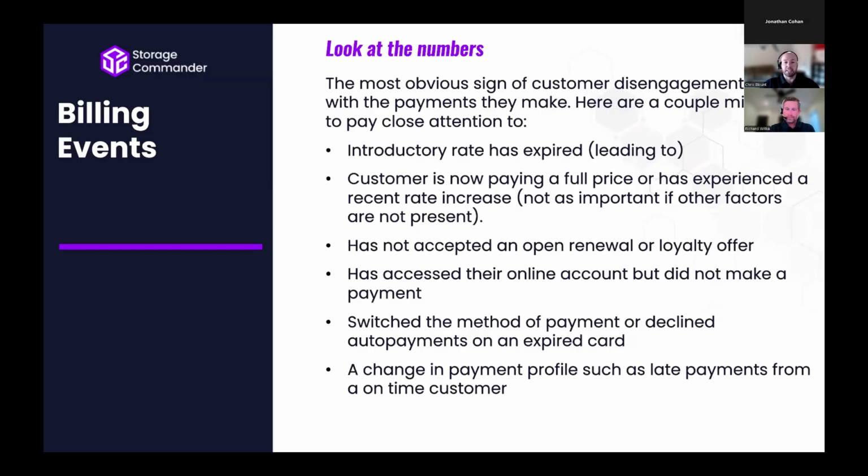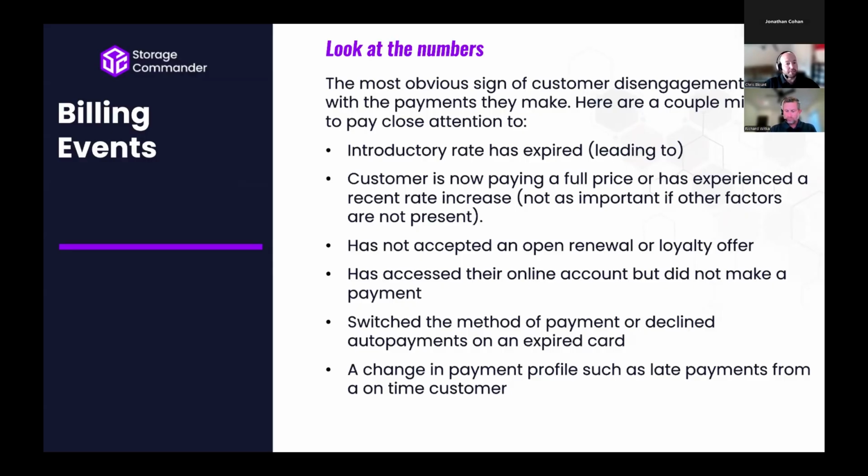If they've accessed their online account but did not make a payment, this shows intent without follow through. It could signal financial stress or potentially dissatisfaction. When that occurs, it'd be important to prompt a gentle reminder or a check-in to see if they need assistance. With SC Navigator, we can have those gentle reminders sent automatically, letting them know, hey, we saw that you logged in but didn't make a payment. Is there anything I can help with?